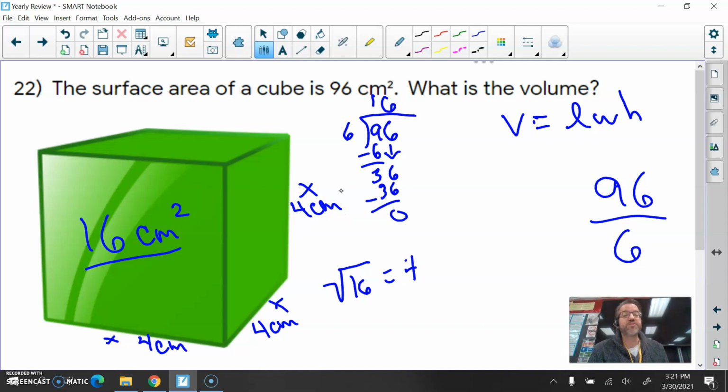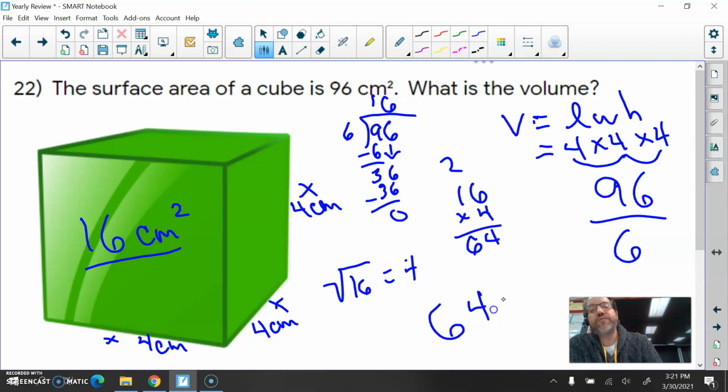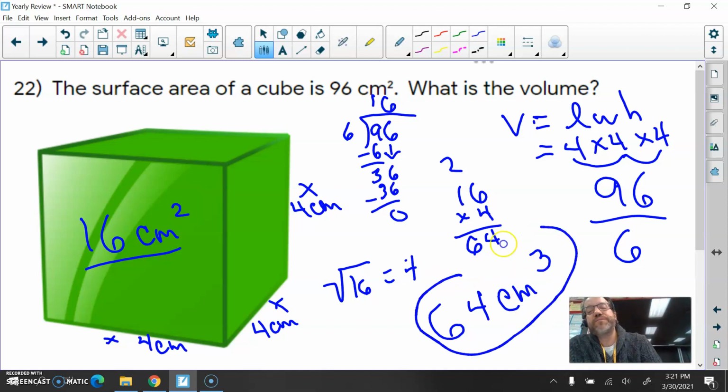Excuse me again. So to find the volume then, it's just 4 cubed. 4 times 4 times 4. 4 times 4 is 16. 16 times 4 will give us the volume, and that's 64. 4 times 1 is 4, plus 2 is 6. So our volume is 64 cubic centimeters. Volume is always cubic units. All right, I have one more problem here.